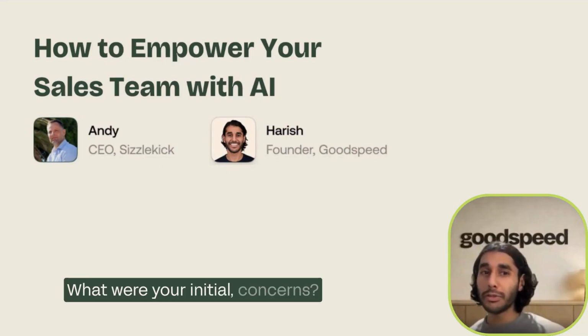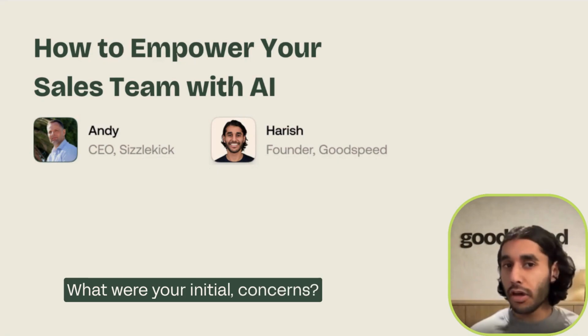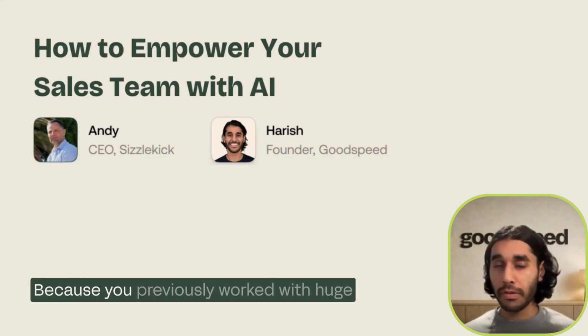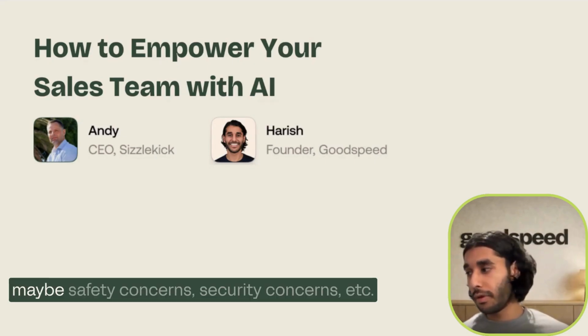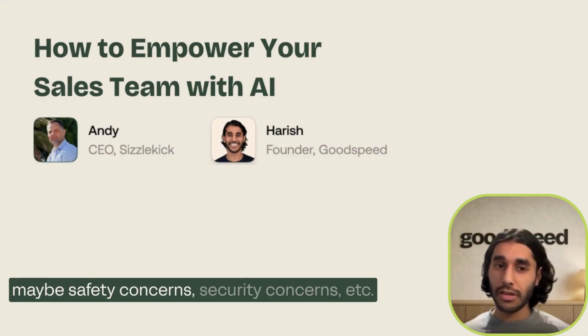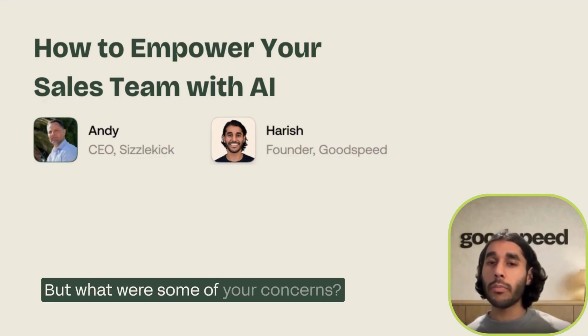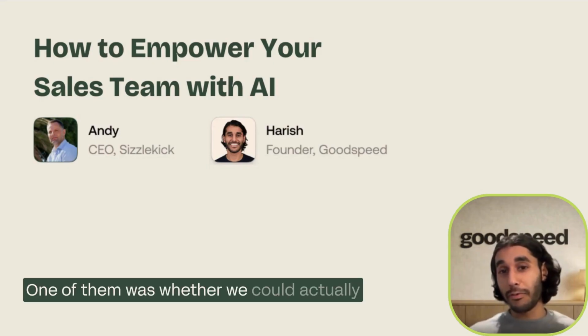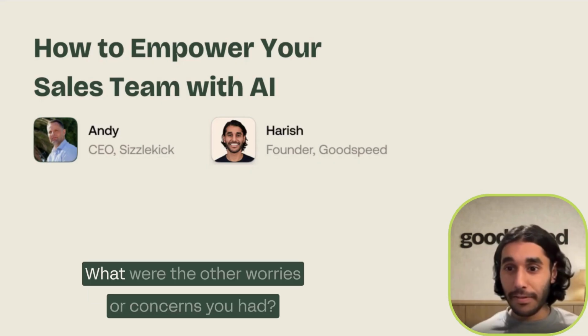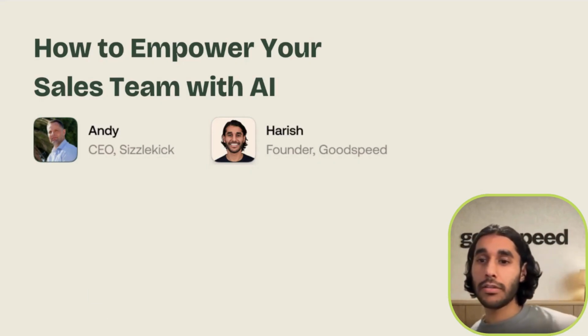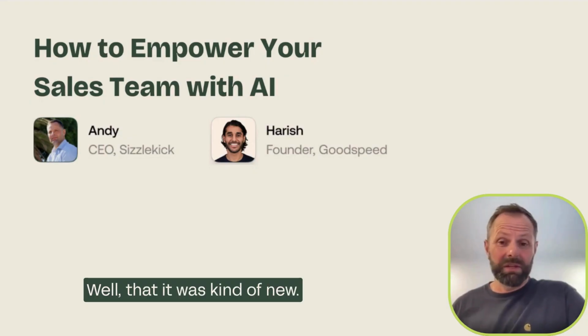What were your initial concerns? Because you've previously worked with huge companies, so there might have been safety concerns, security concerns, etc. But what were some of your concerns? One of them was whether we could actually do what we say we can do. What were the other worries or concerns you had? Well, that it was kind of new. It was new to us.